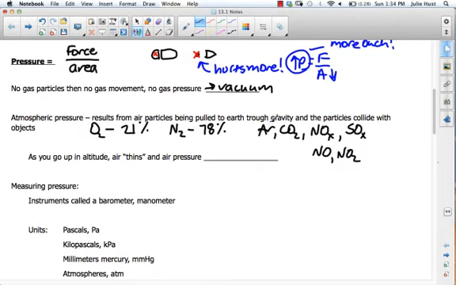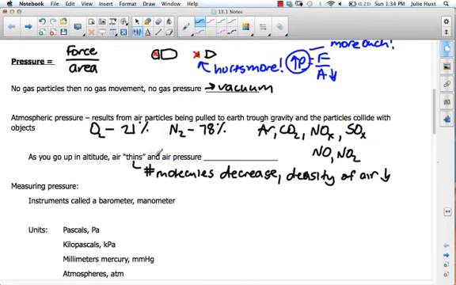But those gas particles are moving around and they collide with other objects, like your face. Well, when they collide, they exert that pressure, and that's the atmospheric pressure. As you go up in altitude, let's say we're driving from here, about 600 feet above sea level in Cincinnati, to Denver, which is about a mile above sea level, the air thins. What we mean by that is that the number of molecules decreases, and this means that the density of the air also decreases. And since the number of molecules decreases, the number of collisions is less, so the air pressure also decreases. We'll talk more about that in the second part of chapter 13.